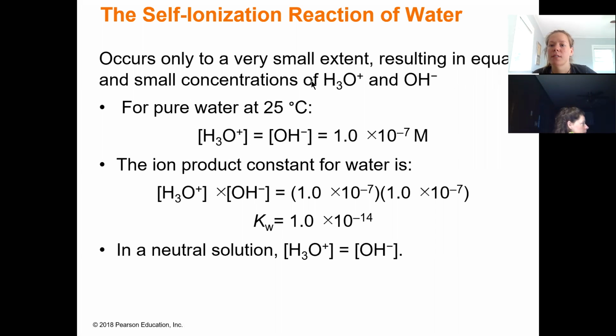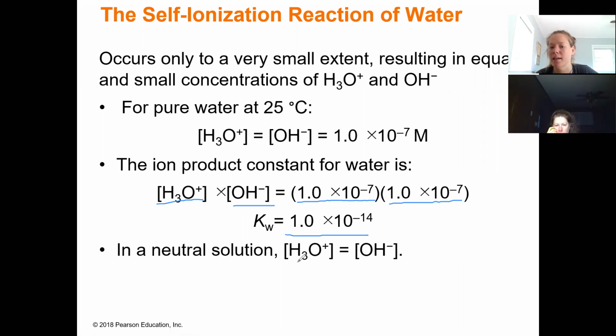So we can do this nifty thing where we take the concentration of each of those and we multiply them together. We get the ion product constant, which is known as the Kw constant. If I take 1.0 times 10 to the negative 7th and I multiply it by 1.0 times 10 to the negative 7th, this concentration times this concentration, I get this thing right here, 1.0 times 10 to the negative 14. This is the Kw constant.